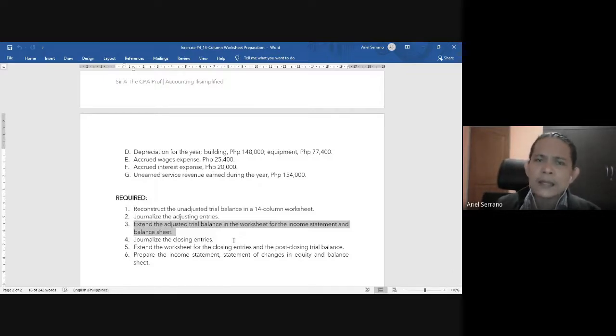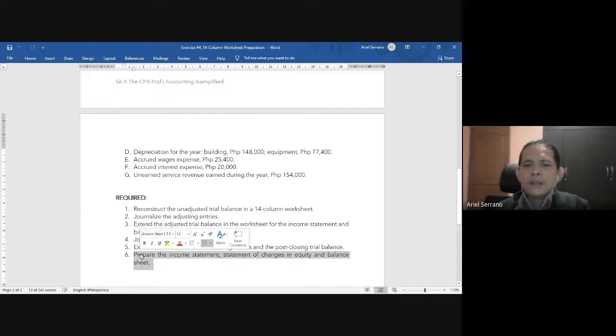Usually these are being done at the end of the year because we prepare the financial statements. Monthly closing entries are also done for purposes of monthly recording, but normally some companies do not do this. They only do this at year end. We have to extend the worksheet for the closing entries and prepare a post-closing trial balance. Okay? And then, we need to prepare the income statement, statement of changes in equity, and then the balance sheet.